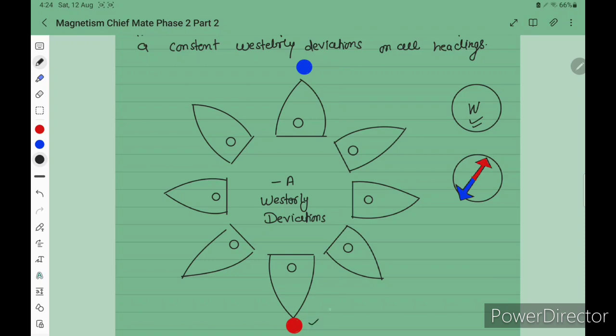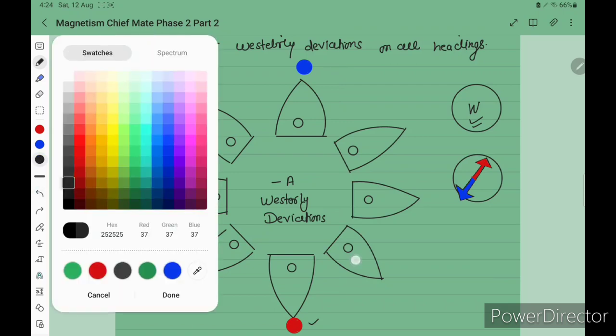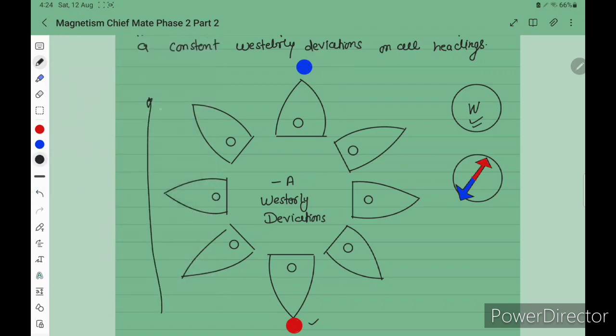We mark the red on the downside and the blue on the top side. This represents the earth's magnetism. The line of force enters blue and leaves from the red. So that means it is going from red to blue, in this direction, like this. This is earth's magnetism. Now when we enter the ship's magnetism, how will it look?